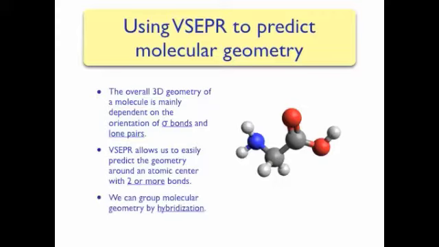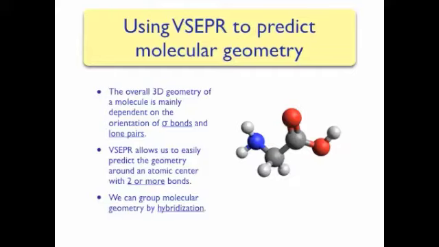We use this theory to predict the type of hybridization that atomic centers have. Therefore, we can group molecular geometries by their hybridizations. It is important to note that we are only considering the sigma bonds and lone pairs around each atomic center with two or more bonds. We do not treat or consider multiple bonds in this analysis.